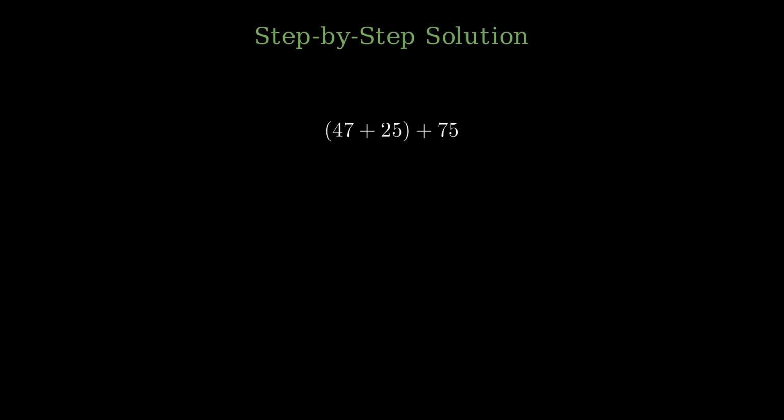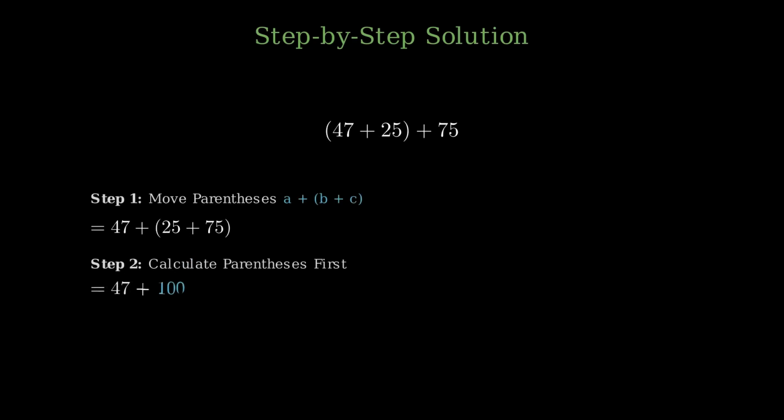Let's solve it together. According to the associative law, we can group numbers any way we want. Instead of adding 47 and 25 first, we can move the parentheses to group 25 and 75 together. 25 plus 75 gives us a clean 100. Finally, adding 47 to 100 gives our final answer, 147. See how much easier that was?